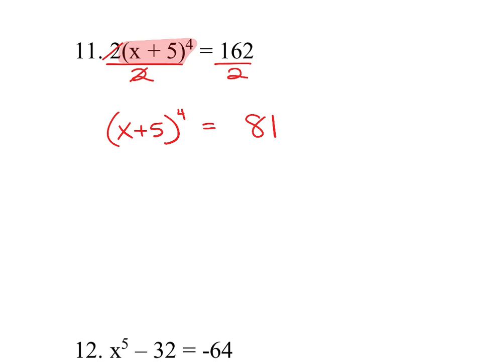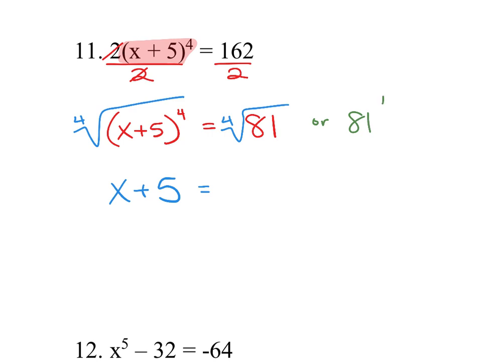Same way we did when it was a plain x. To get rid of that 4th power, you take the 4th root. The 4s will cancel each other out here so that I'm left with whatever was inside, which was x plus 5, equal to the 4th root of 81. Now the 4th root of 81, you can type in your calculator like that, or you can type it in 81 to the 1/4 power. Either way, what do you get?